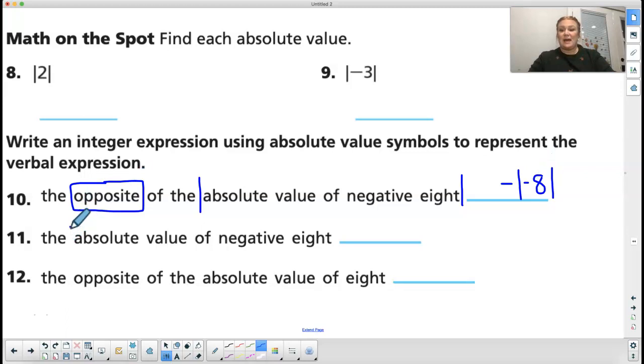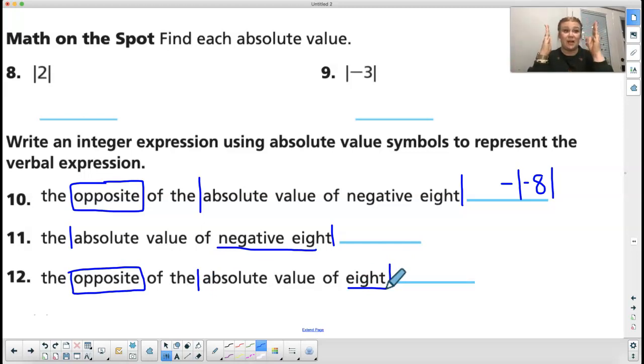So this time we want the absolute value of -8. So we have our absolute value signs, and inside of that we've got -8. Number 12 wants the opposite. So once we're done, we need to switch it to the opposite of the absolute value of 8. So inside our absolute value, we just have 8. And then out in front of that, we have our minus or a negative sign to make it the opposite.